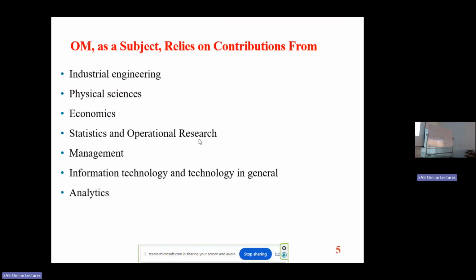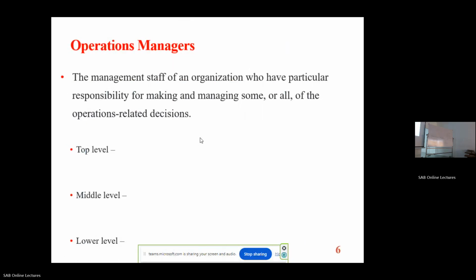Several examples: automobile manufacturers like Toyota, Honda, right? Their operations are mainly based on automotive technology, industrial engineering in that field. Hope you can understand. But we try to understand it from the management side. Any questions? So we are studying operations management.